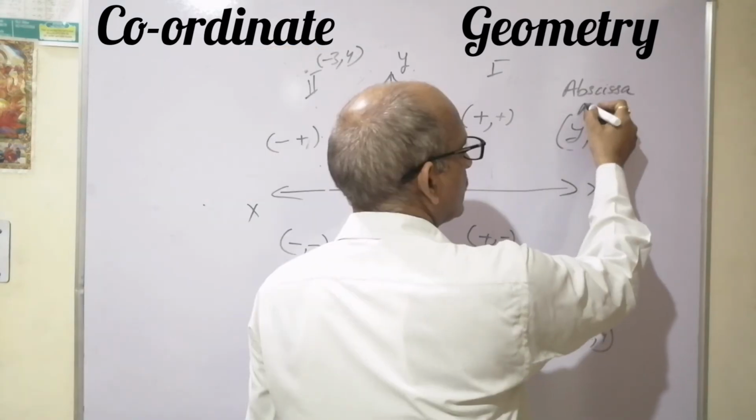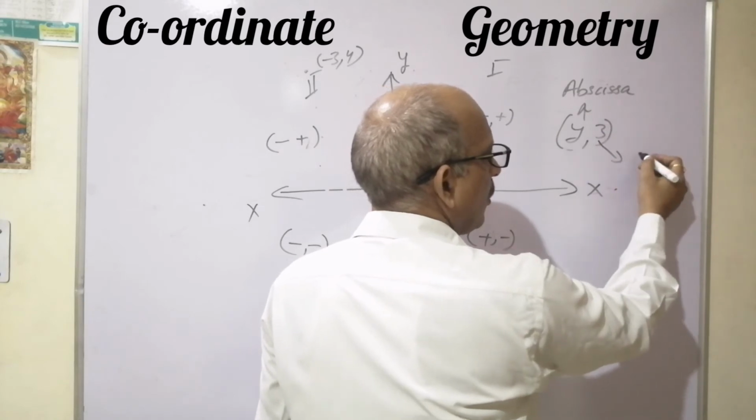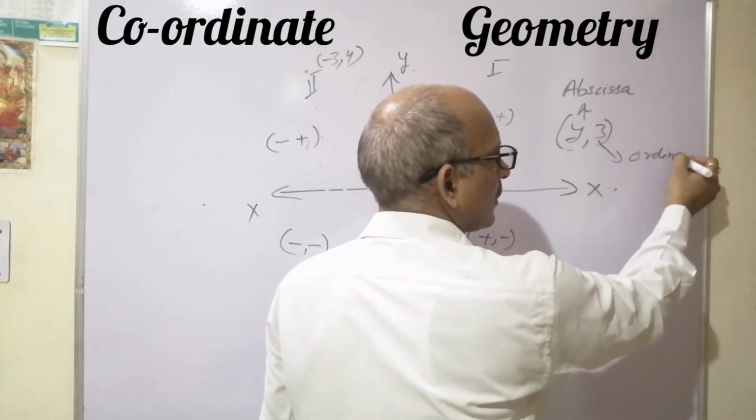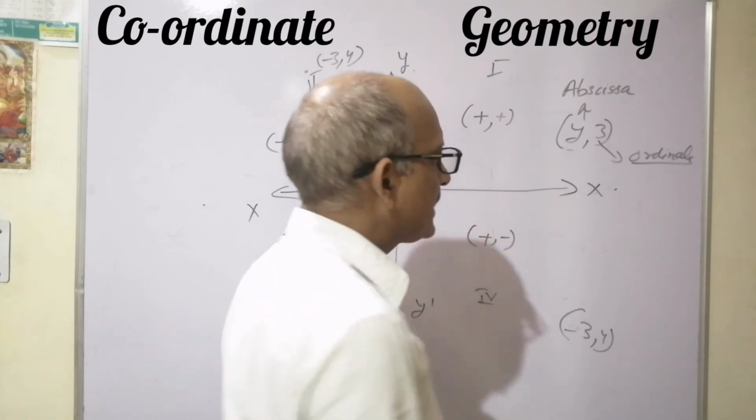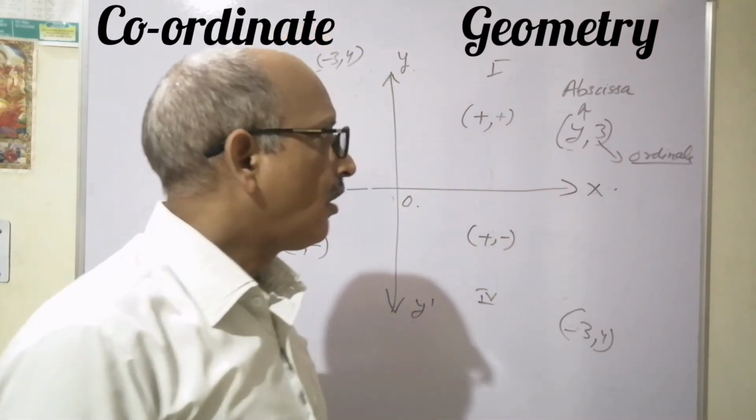And the second is known as the ordinate. The first is known as the abscissa and the second is known as the ordinate.